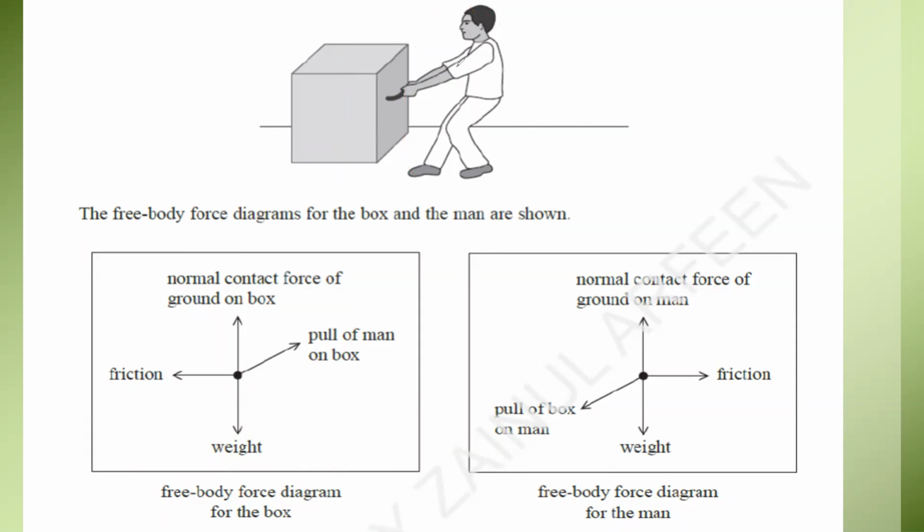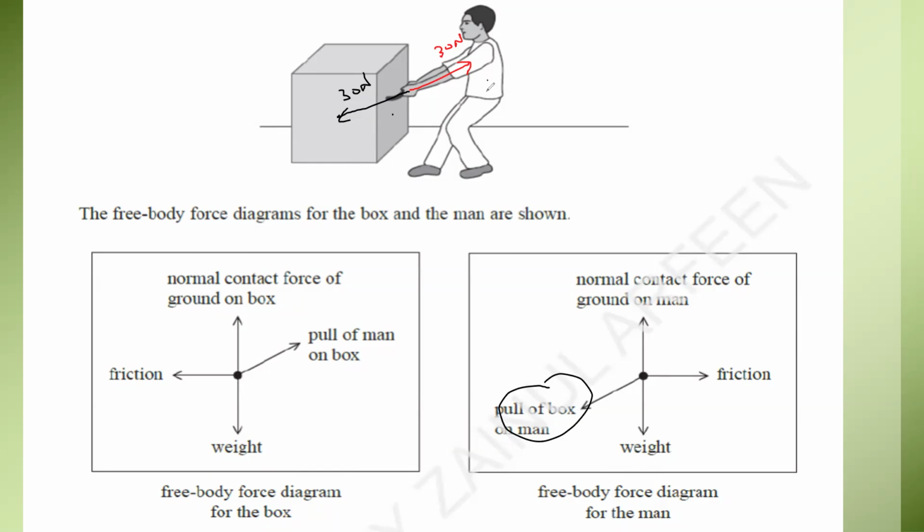First thing, according to Newton's pair forces, if the man is applying a force of, say, 30 Newton on a box, the box will also apply the same force in the opposite direction. So the box will also apply a force of 30 Newton on the man. That's why the pull of the box is shown here.